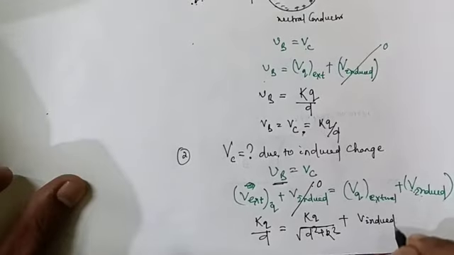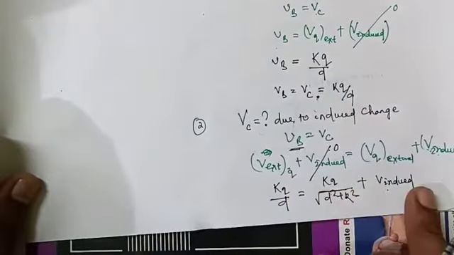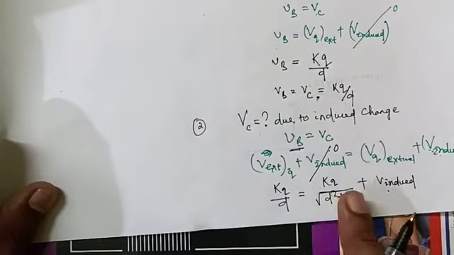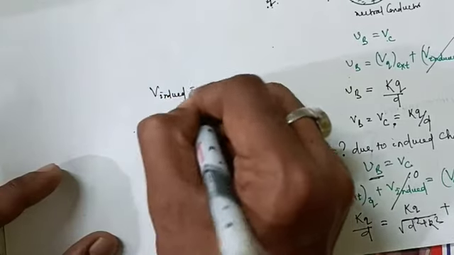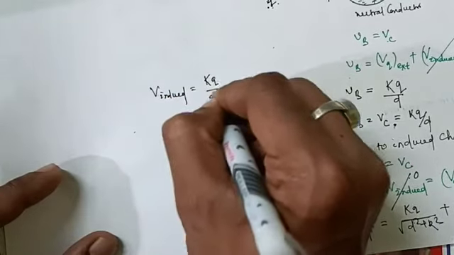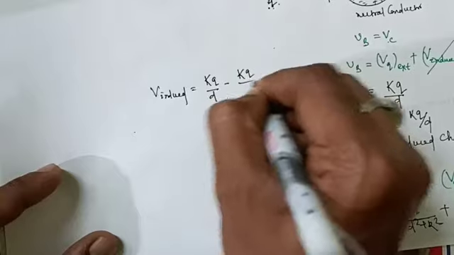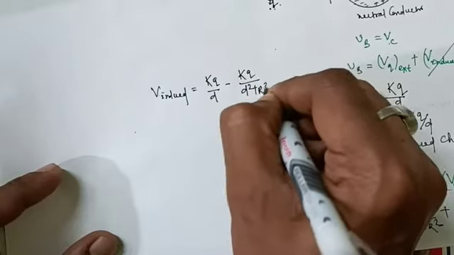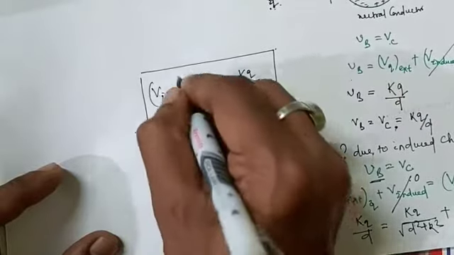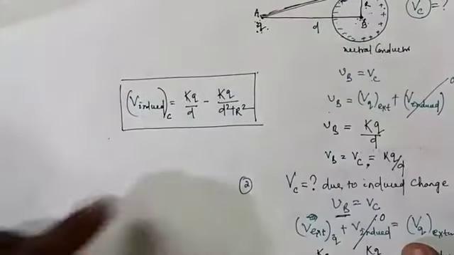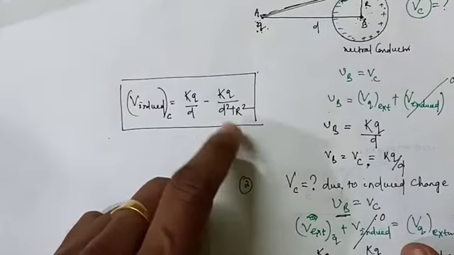And the question is asking: find the potential due to induced. So it is obvious that potential due to induced is nothing but this charge minus this charge. Potential of induced is nothing but what? This charge minus this charge. So this is my desired answer. Potential at point C due to induced charges. What is the expression? This is my expression.